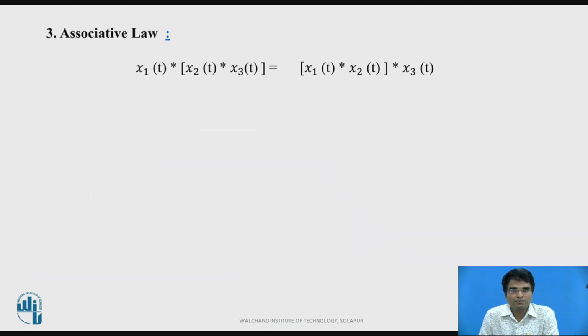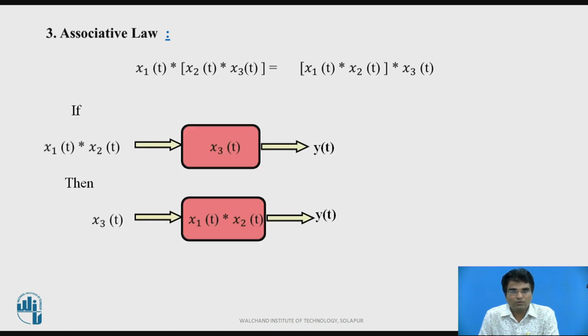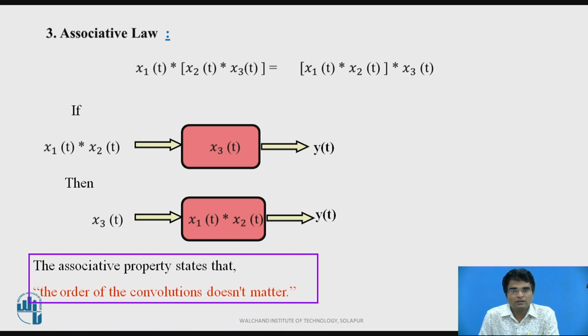Third one, associative law. x1(t) * x2(t) * x3(t) = [x1(t) * x2(t)] * x3(t). If x1(t) * x2(t) is given as an input to x3(t), then we get the final output y(t). Or if x3(t) is given as input to the block x1(t) * x2(t), we get the same output y(t). That is, the associative property states that the order of the convolutions doesn't matter.